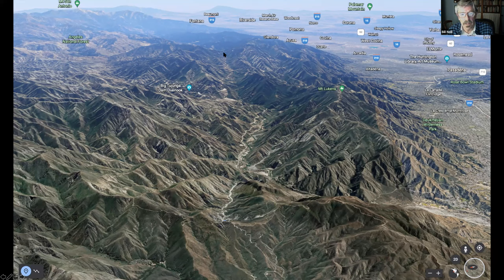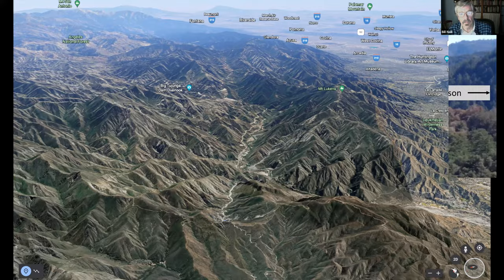Then this would be the West Fork of the San Gabriel River up here. So it's not a straight line as we saw it off of Cloudburst Pass, but it is still quite linear.